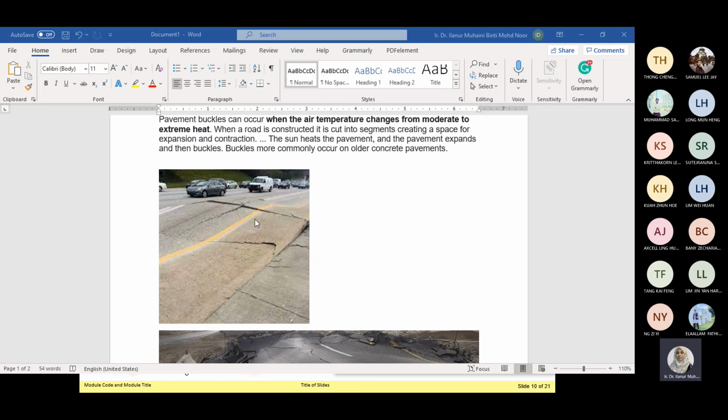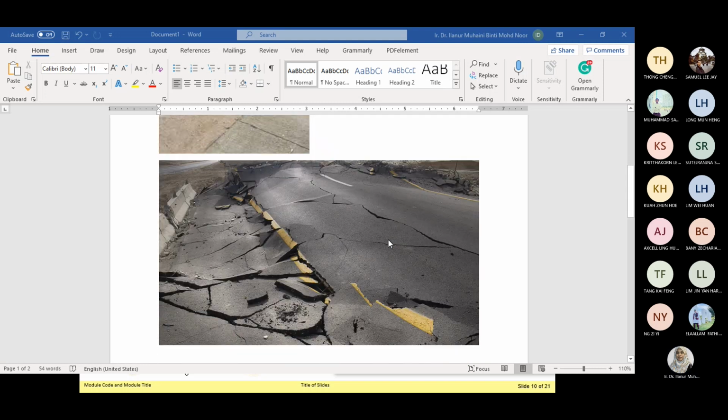In the old style, they would use a string. One string put here, another one put here, then as you lay out the pavement, it must follow the string height. That is the old method. But nowadays, the new method uses an ultrasonic sensor for pavement.